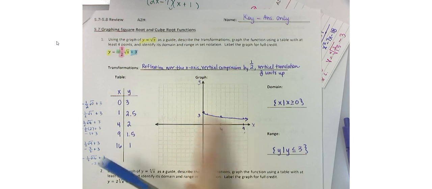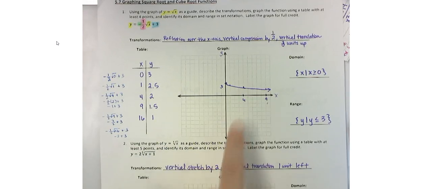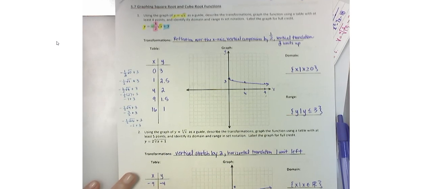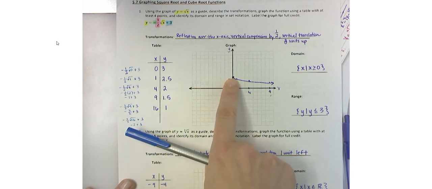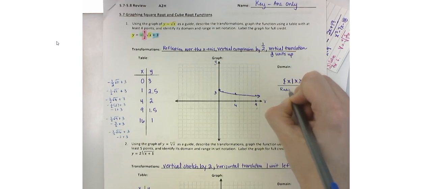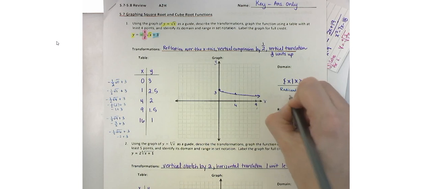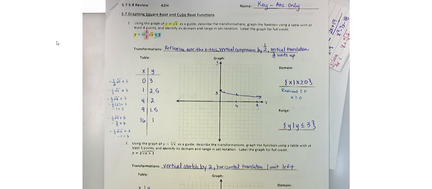Anytime you have a square root, how many arrows does the square root function have? 1. You can't put an arrow on this end because that's not in the domain. Okay? Your domain, you just look under the radical. You're going to set the radicand greater than or equal to 0. Okay, so in this case, your radicand is just x, right? So x is greater than or equal to 0. I don't have to solve for it. Okay, so then you would have x such that x is greater than or equal to 0.